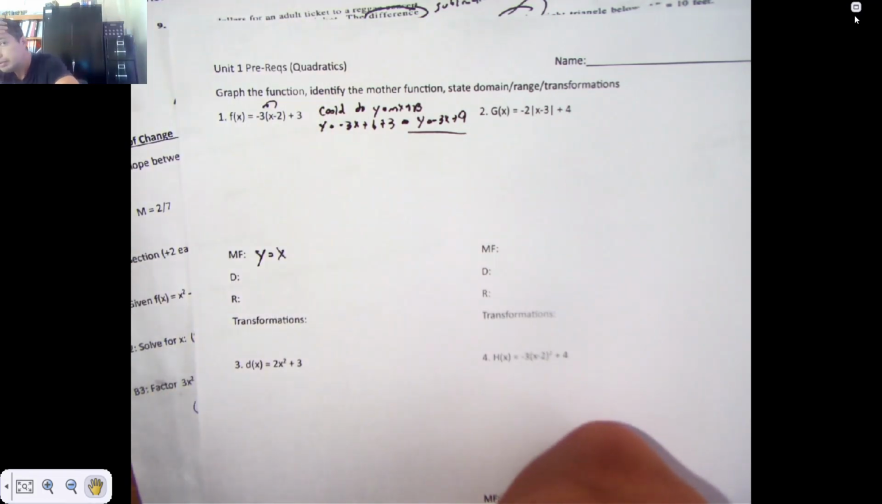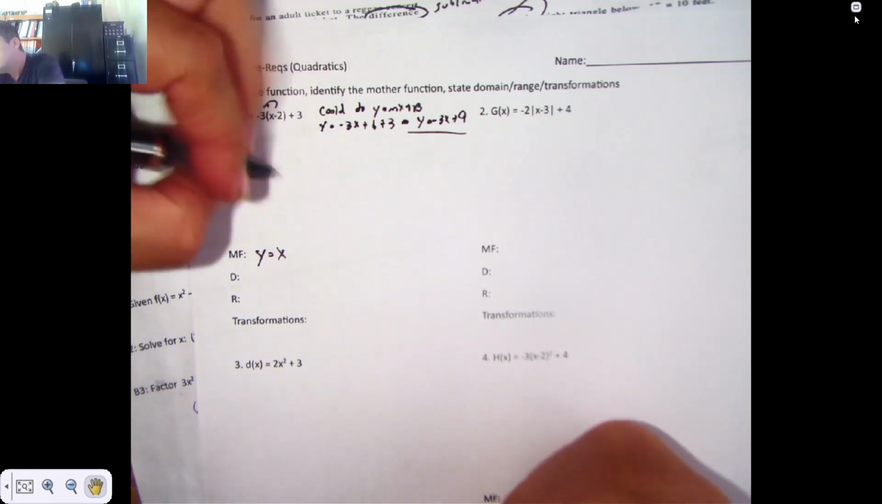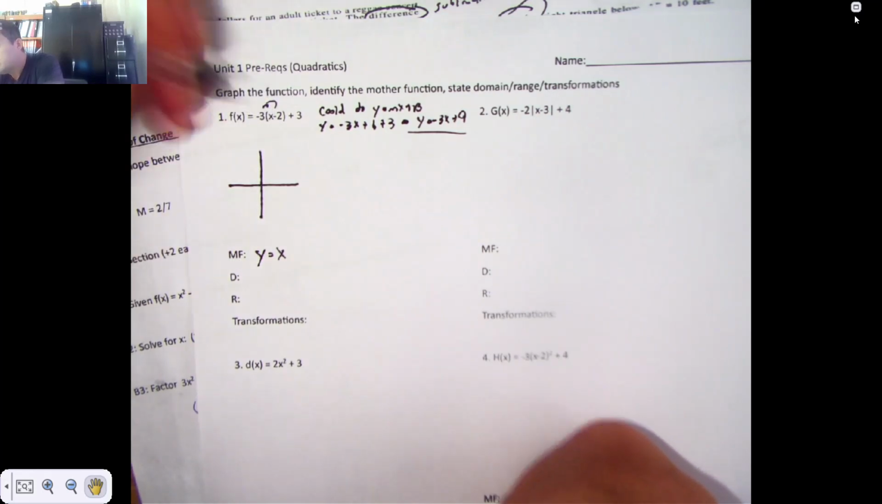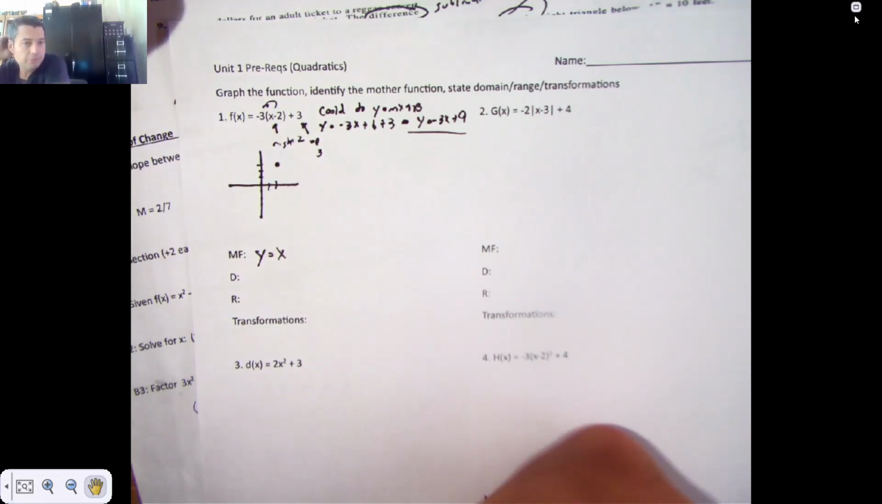The mother function is y equals x. It is a line. I know that because that x power and x minus 2 is to the first power. And I can just follow the rules of transformations. I can go right 2, and up 3. I can use that as my initial point. I don't have to actually know what the y-intercept is. From here, my slope is to fall 3 and run 1.